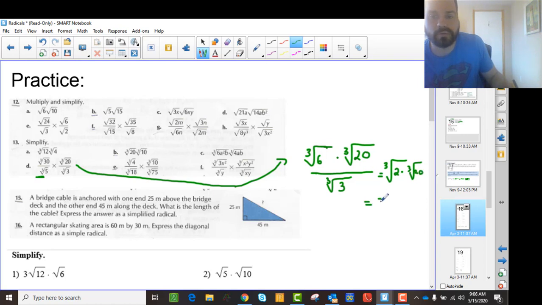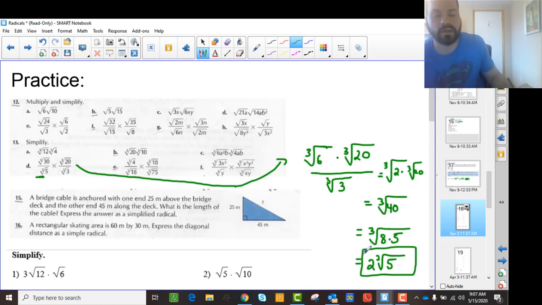And that gives me the cube root of 40. Okay, and then the cube root of 40 I can simplify because 40 has a perfect cube factor. So we get this, 2 cube root of 5. That's my answer. Okay, so that's kind of the idea behind division.